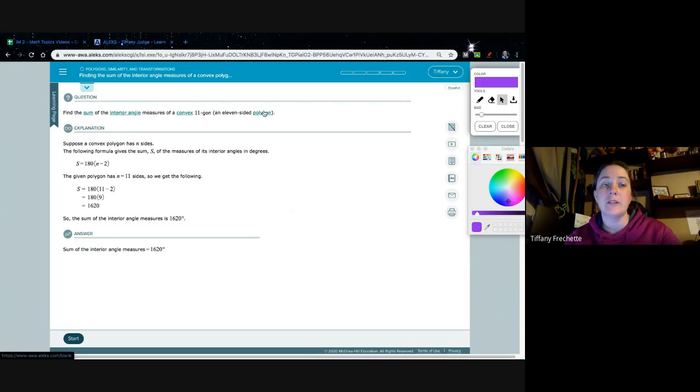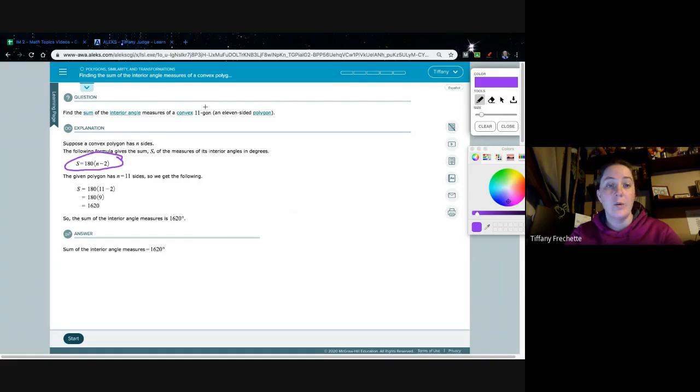So first we need to know how to find the sum. There's an equation here, and they actually give us that equation right here. This is the equation we're going to use each and every time. So S equals 180 times n minus 2. N specifically means the number of sides.